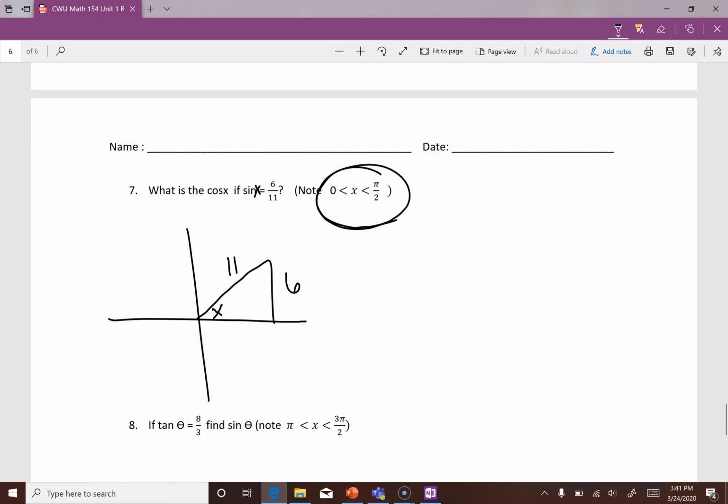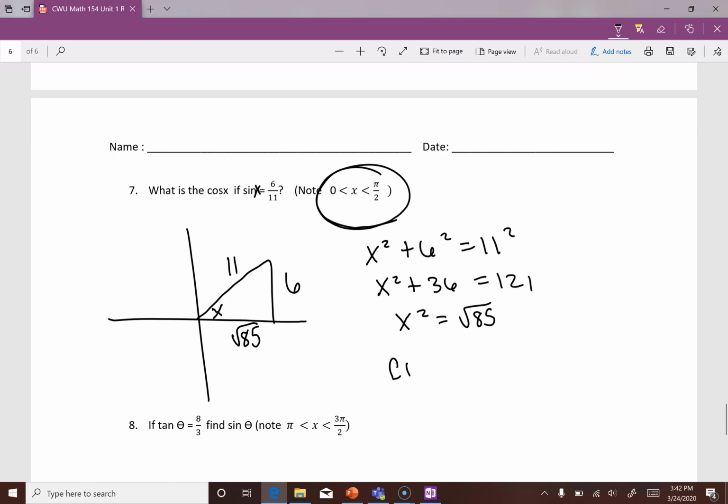Well, cosine is adjacent over hypotenuse, so I'm going to solve for this side right here. And to do that, I've got my question mark squared, or x squared, plus 6 squared equals 11 squared. That gives me x squared plus 36 equals 121. Doing 121 minus 36, that's going to give me 85. So I have x squared equals 85, so x is the square root of 85. I don't think that's reducible, so I'm going to go ahead and just write this right here as the square root of 85.